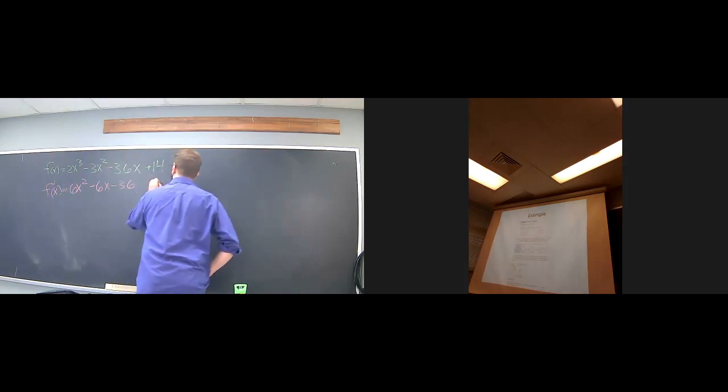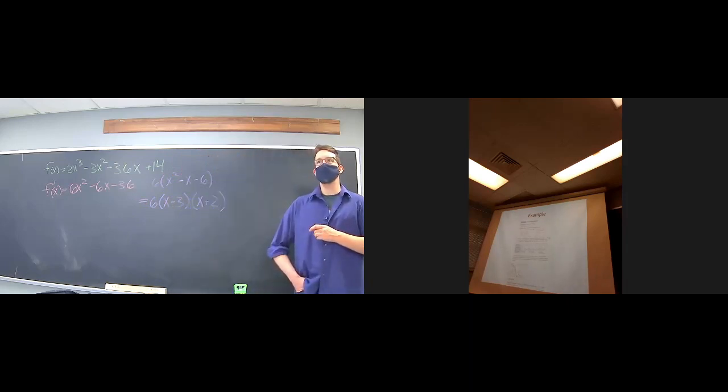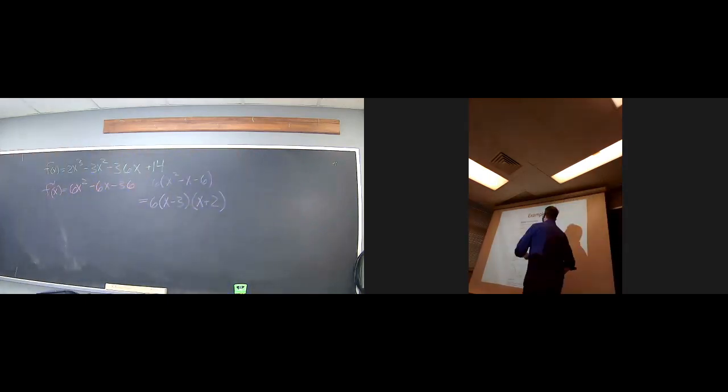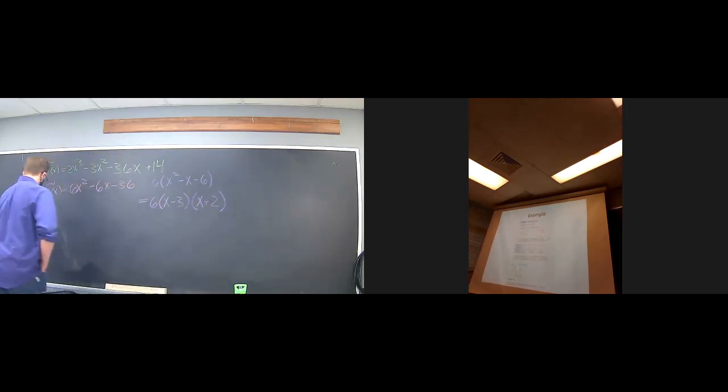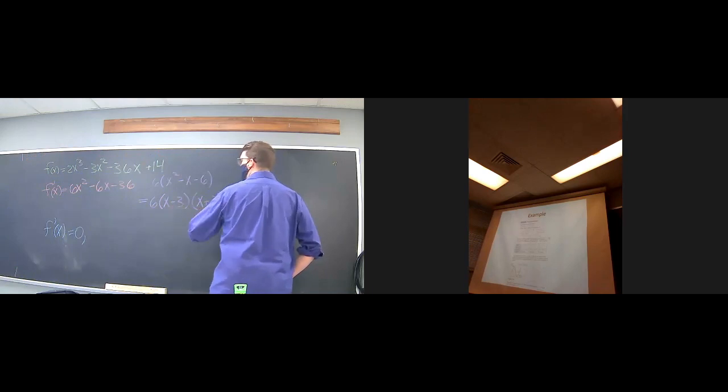Well, notice we can pull out a 6 here, right? We're going to get x squared minus x minus 6. This is going to be factorable, right? Factor this as 6 times the quantity x minus 3 times x plus 2, right? Which is what we do here, factor it out. So now we can set our derivative equal to 0. When we do, we're going to find that our critical numbers are 3 and negative 2, right?